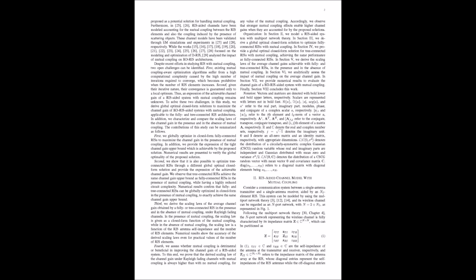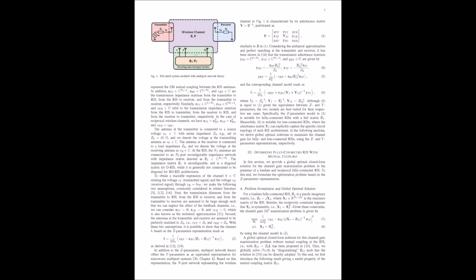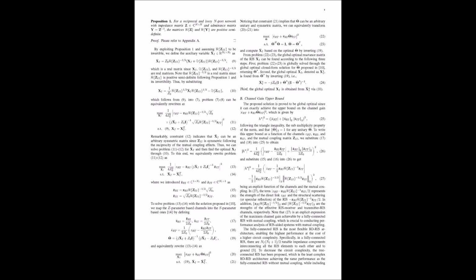Well, they actually switched to Y parameters for tree-connected RIS. Y parameters. So now they're working with admittance instead of impedance. Right. Turns out the constraints of the tree-like structure are easier to handle with the admittance matrix, YII. But the goal remains the same, maximize that channel gain while dealing with mutual coupling. So same goal, different tools for the job.